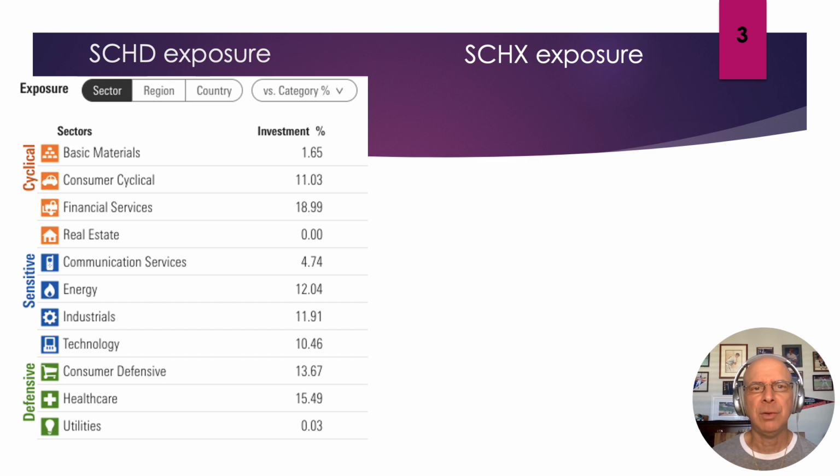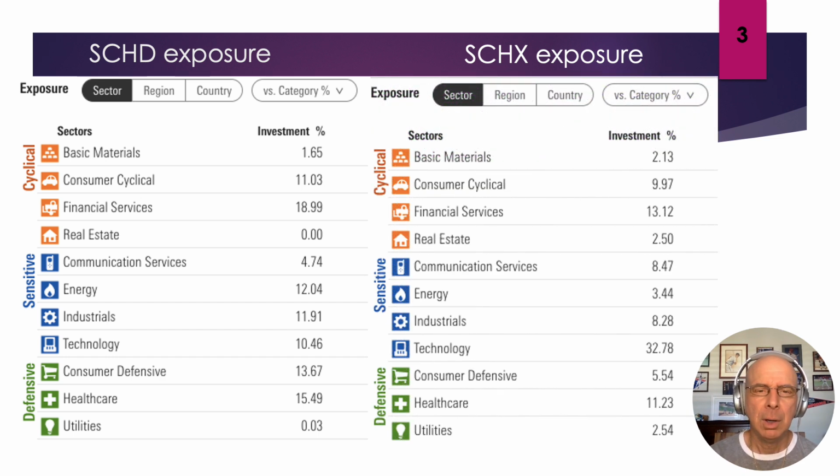Now, SCHX is a little different. They are in all of the sectors, but they're highly in technology. Again, technology is a growth area, followed by financial services, and then healthcare, and they still have 10% in consumer cyclical, but they still invest in real estate and utilities, whereas SCHD does not.